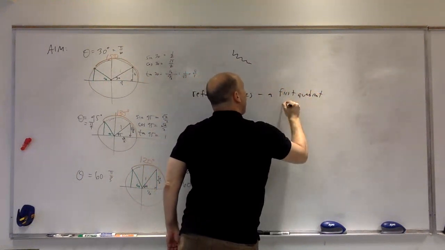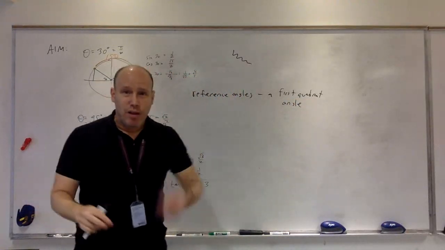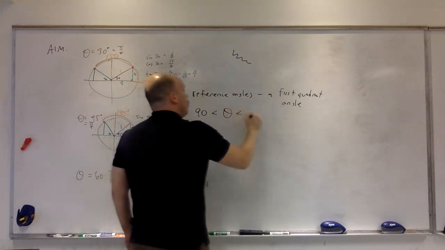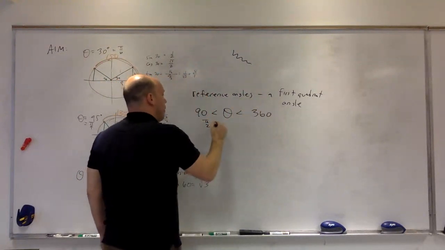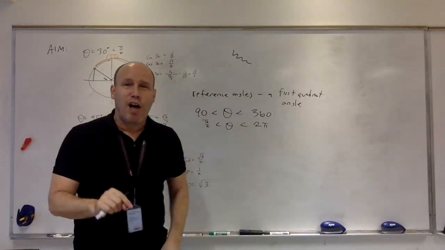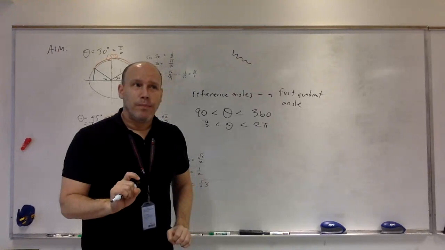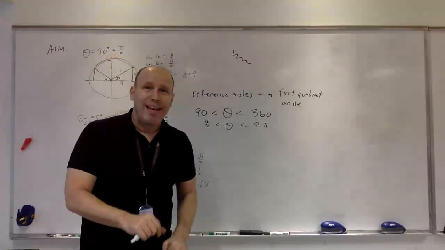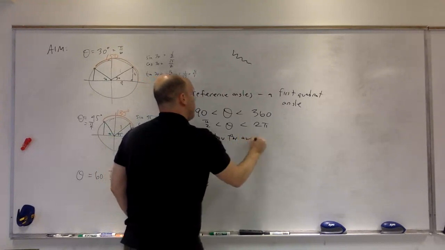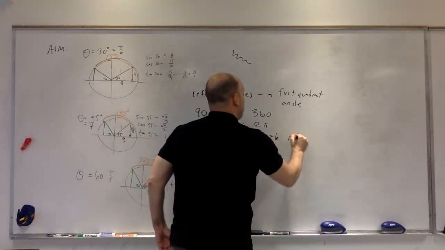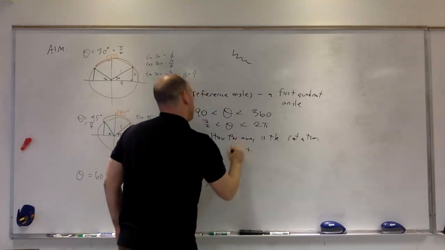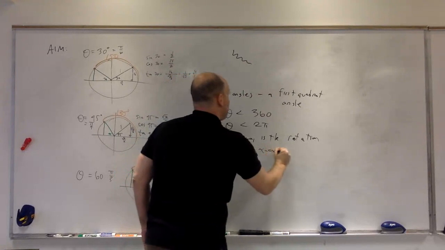quadrant angle. Okay? And the way I teach it is pick any angle from 90 to 360, or pi over 2 to 2 pi. So we're not including 90, we're not including 360. And you ask yourself, what is the acute angle? Which answers the question, how far away is the angle, the rotation, from the x-axis? That's your question.